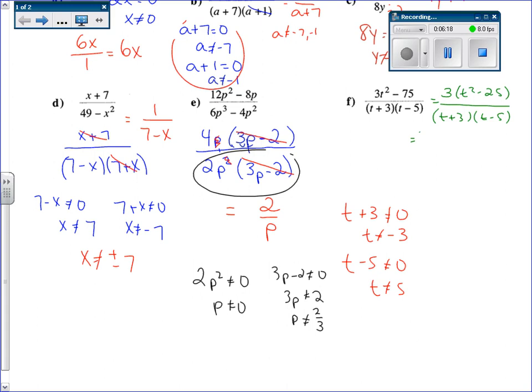I can factor this some more. 3 times t minus 5 times t plus 5, because t squared minus 25 is a difference of squares. And that's divided by t plus 3 times t minus 5. And the t minus 5's cancel. So you're left with 3 times t plus 5 divided by t plus 3. And that's as simple as it can get.